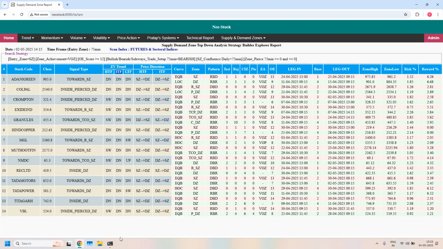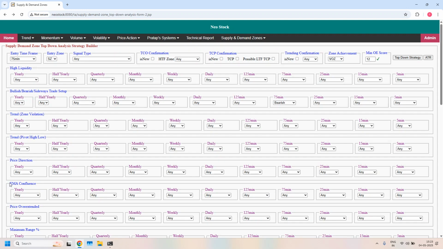So if daily supply zone is having daily EMA confluence, then the overlapped 75 minute supply zones might be having more high probability to get success. Let us filter. I'm going back. In the EMA confluence at a daily time frame, I'm selecting the filter daily supply zone having daily EMA confluence.